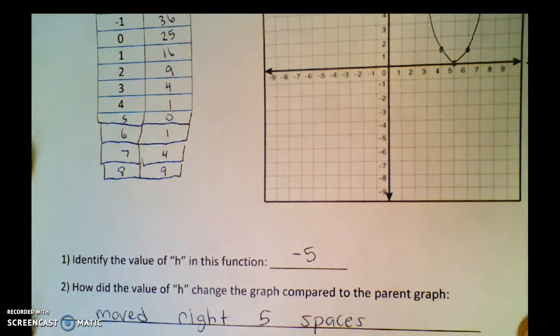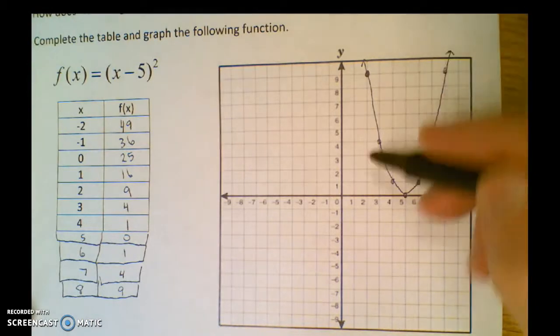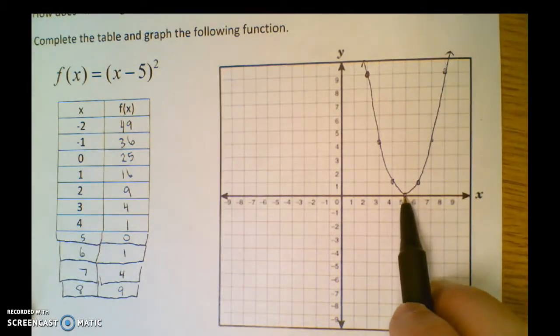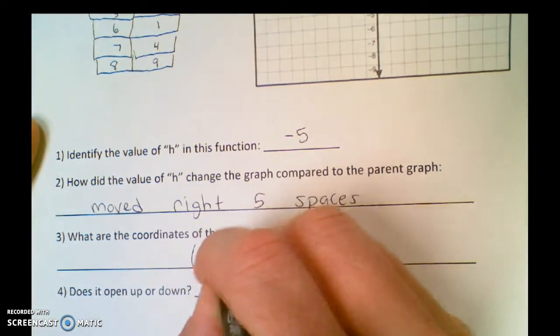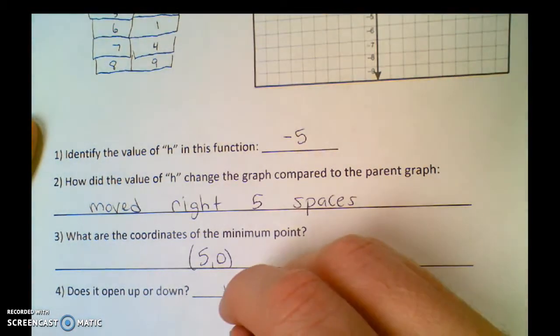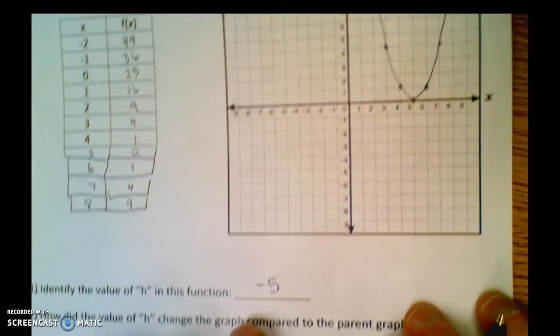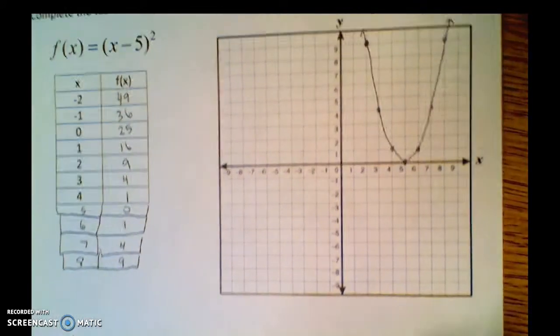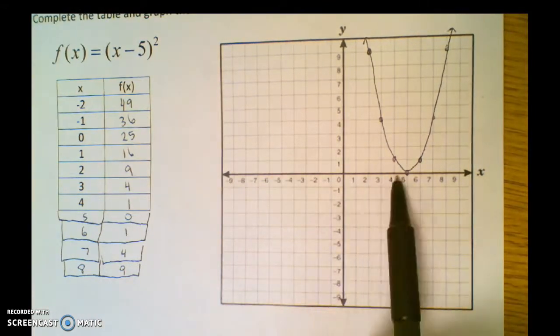Okay, where is the minimum point on this one? Well, remember, minimum is how low it goes, and the lowest point on this graph is 5, 0. And does this one open up or down? This one opens up because it's a positive equation. The tricky part with this is that if you think of -5, you would think you should be moving to the left, but inside of the parentheses you actually do the opposite sign. So in this case you move to the right 5.